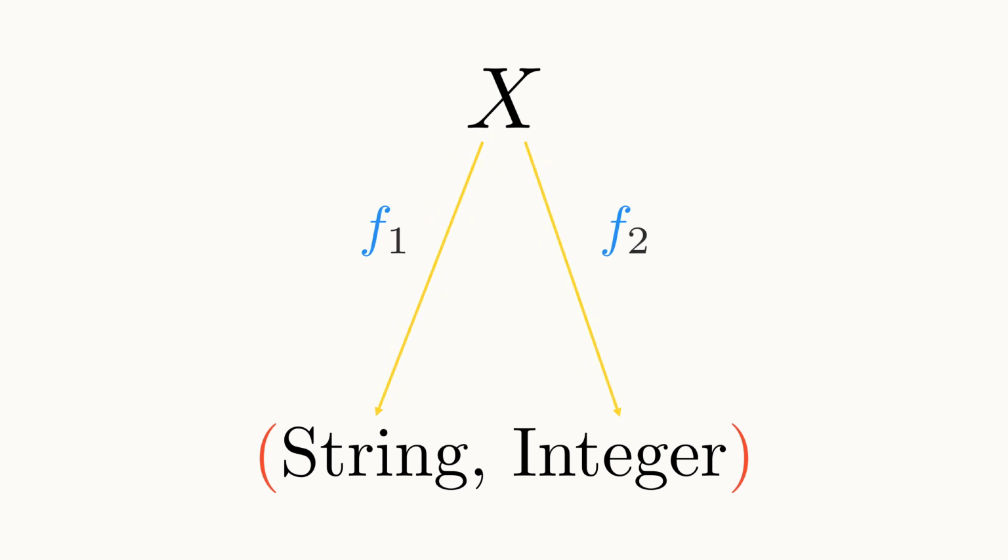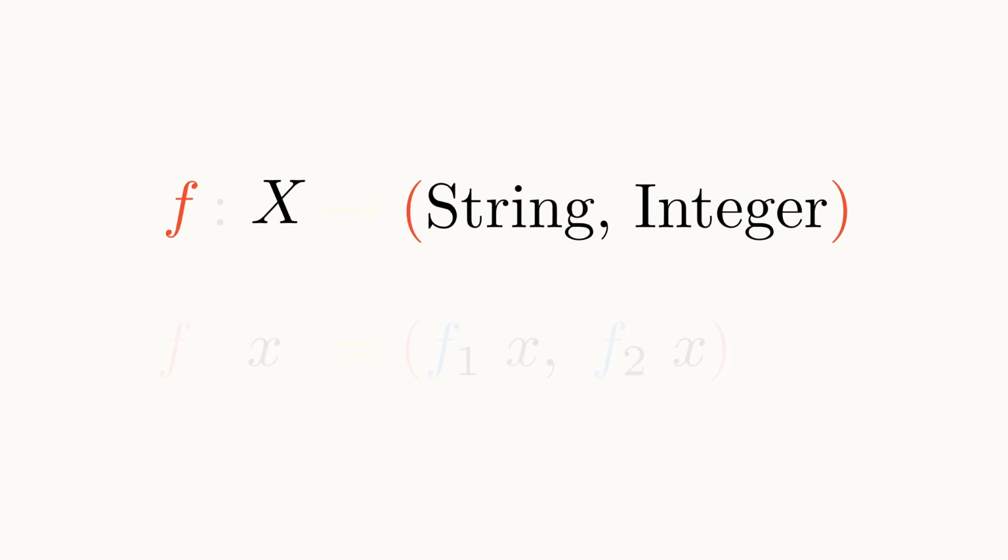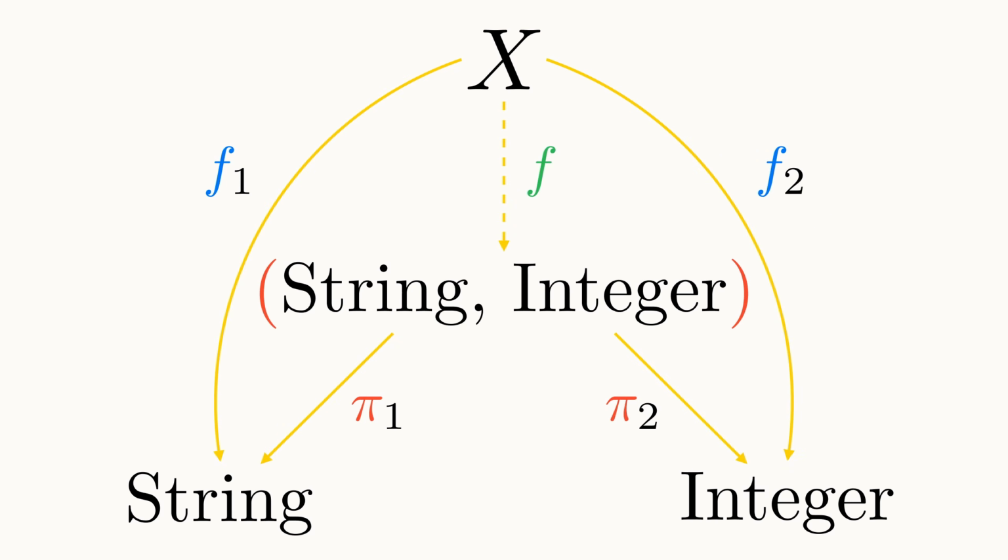Let's define the function f from x to string integer like so. F takes an arbitrary term x of type x, and then makes a string by plugging this term into our function f1, and makes an integer by plugging this term into the function f2. Then we simply put these two terms together into a pair, which we know will have the correct type string integer. This function definitely makes this diagram commute. We can check that by just chasing terms around the diagram and verifying that every path from the top to the bottom gives the same result.